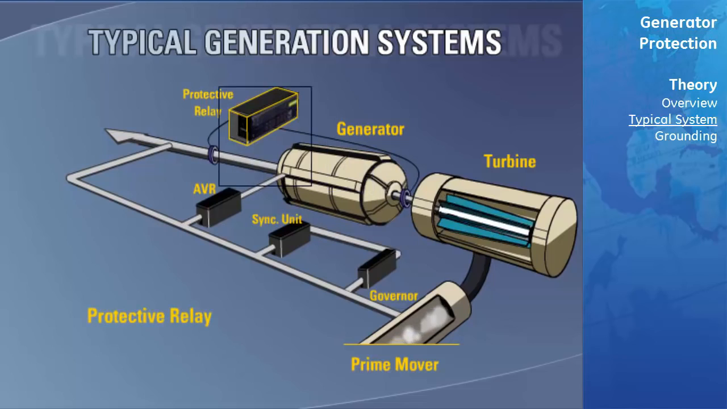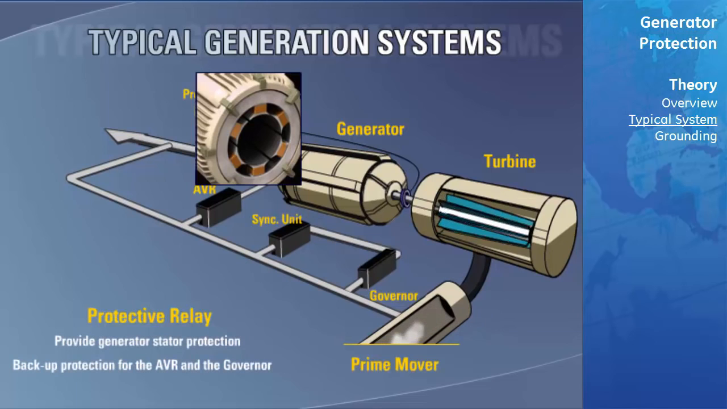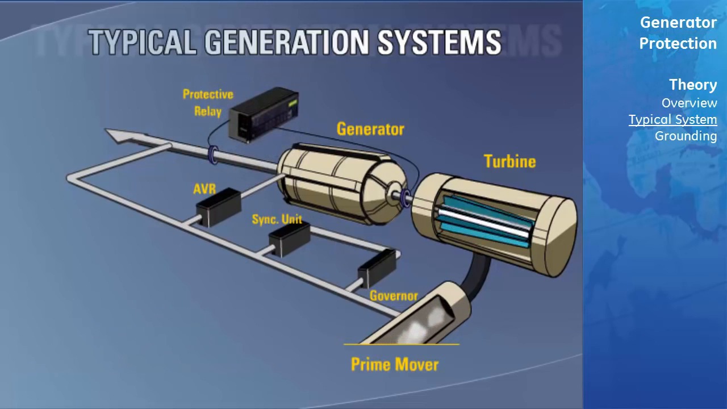A relay will be connected to the generator stator circuit and will provide generator stator protection in addition to backup protection for the AVR and the governor. In addition to these components, the correct selection of current transformers for the protective relay is an essential part of proper generator protection.